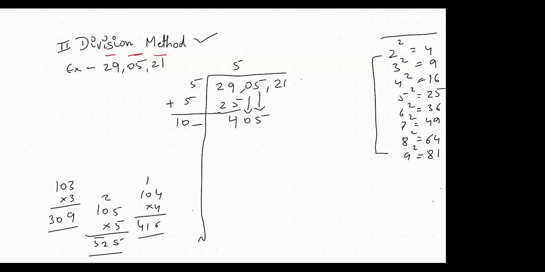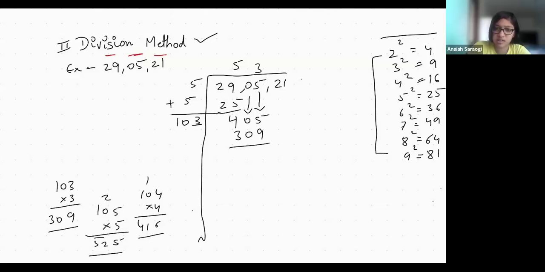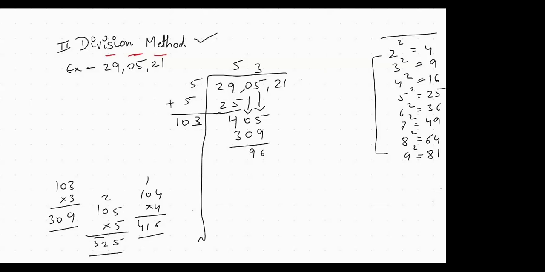309 I'm getting. So let's take 3, 3 here, 3 on the top. 309, subtract it. 405 minus 309 is 96. Okay, now take the next two digits down. Next pair is 21. So I will take 21 down.